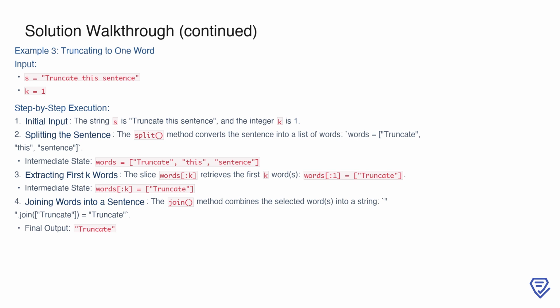Finally, we use the join method to combine the selected word back into a single string. Joining this single word with a space separator produces the final output, "truncate." This demonstrates how the method works when truncating the sentence down to just one word.